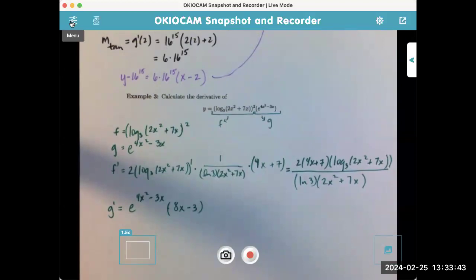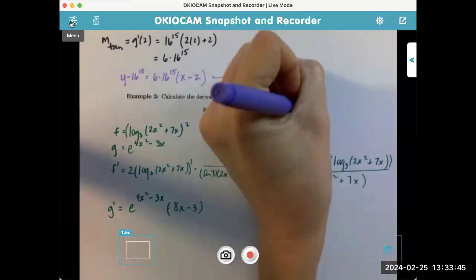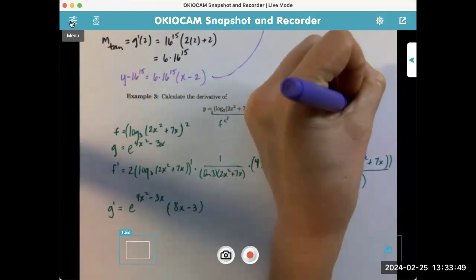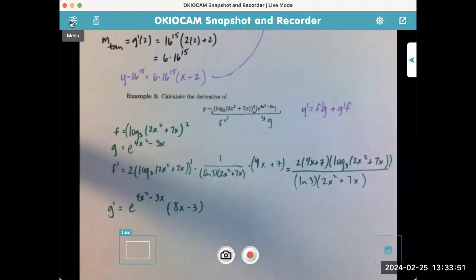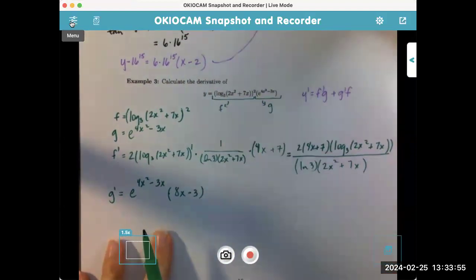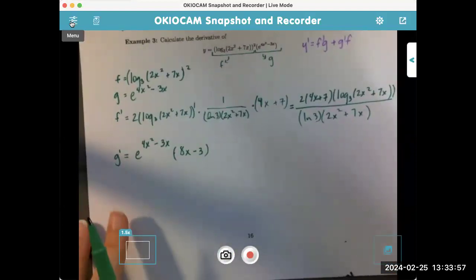Okay, now recall the product rule. It says that y prime is f prime g plus g prime f. It's going to be real squirrely looking, but that's okay. It didn't say make it pretty. It just said take the derivative.